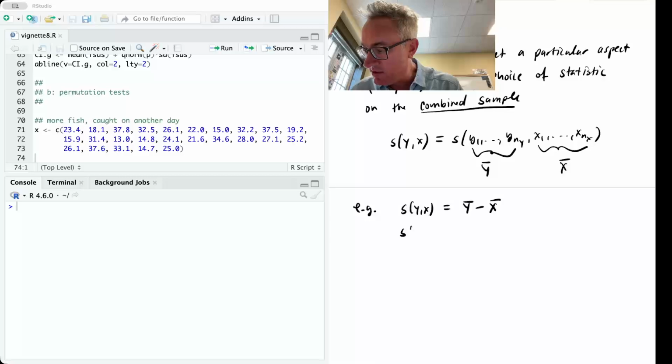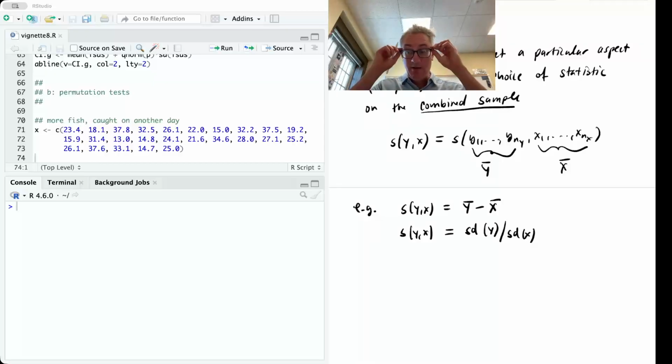Another such statistic might be the ratio of standard deviations. Again, we would calculate the standard deviation on the first ny values in the combined vector, and then the second nx values, and then take their ratio. And the reason we have this combined sample notation is because of what I'm going to tell you next.